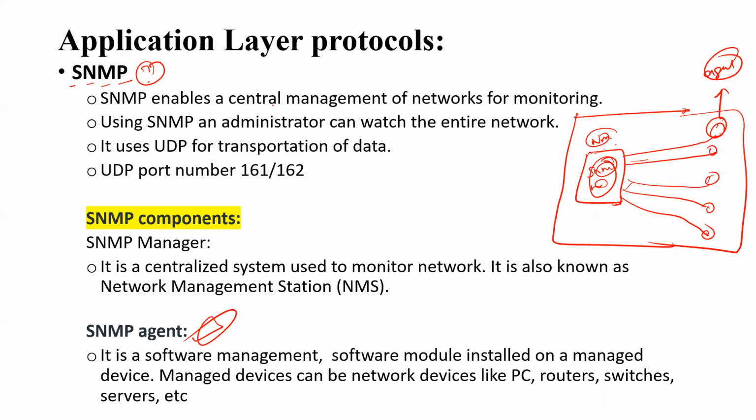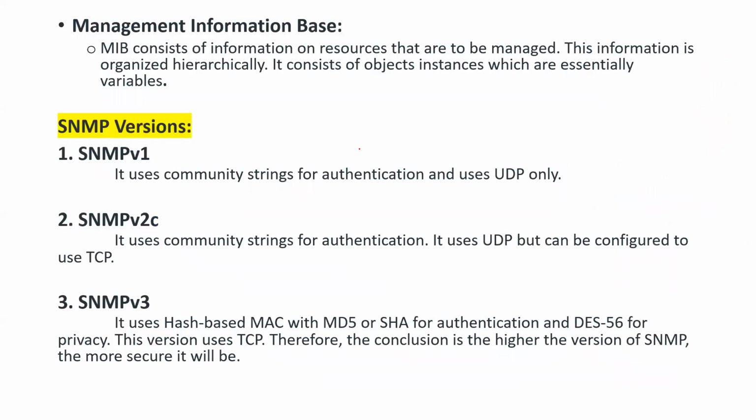The SNMP protocol uses the UDP protocol, and the port numbers are 161 and 162. 161 is used to send a request and 162 is for getting the response. The SNMP manager sends a request: what's your status, is everything going good or not? Then with 162 it replies: all good, or some issue is there, something like that.